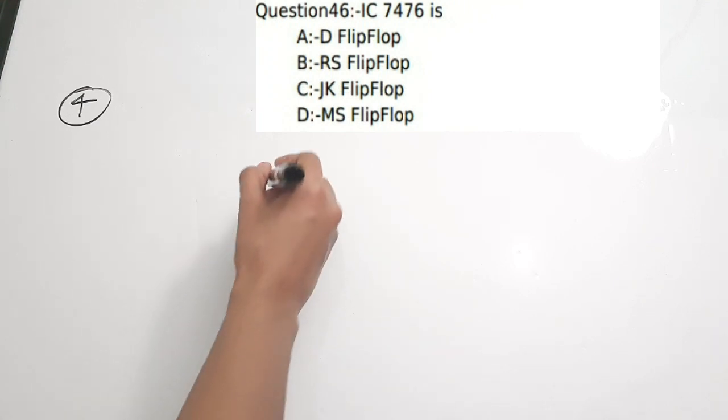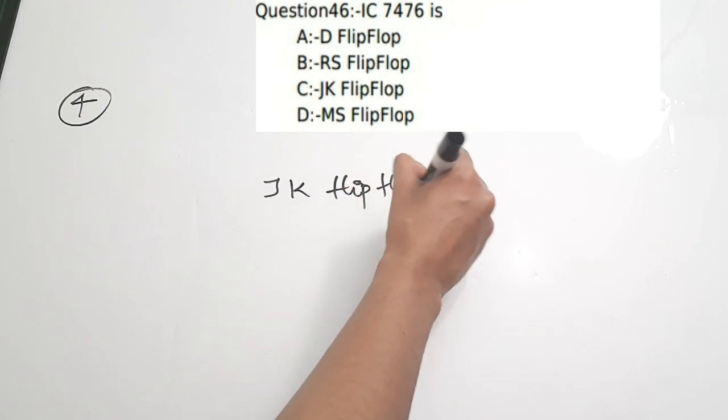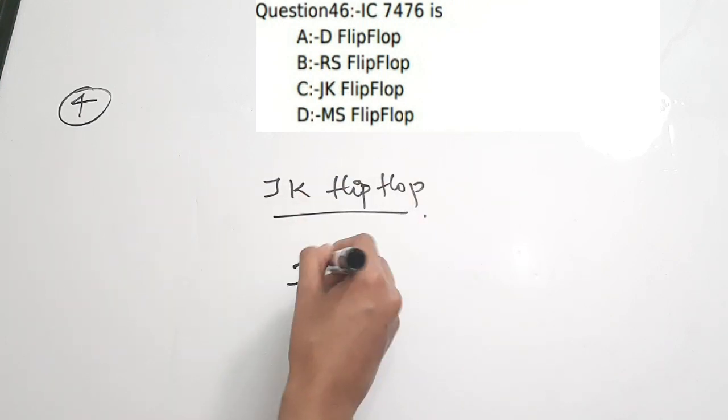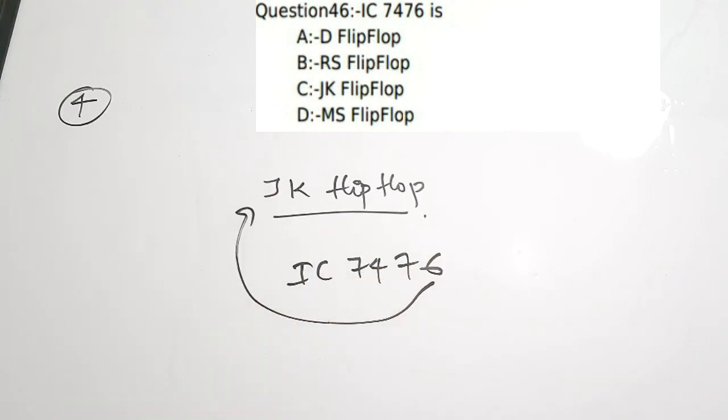So it is an IC for JK flip-flop. IC 7476 is the IC for JK flip-flop. Correct answer is option C. Next question.